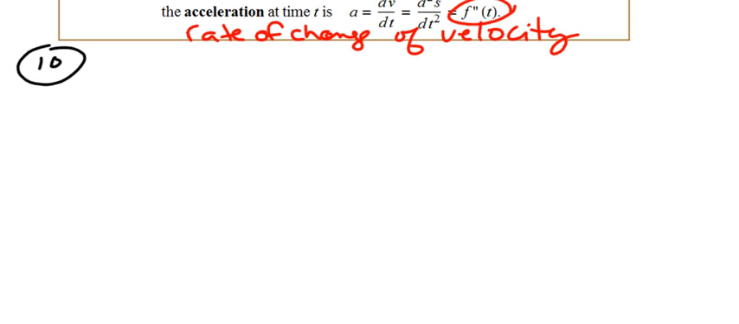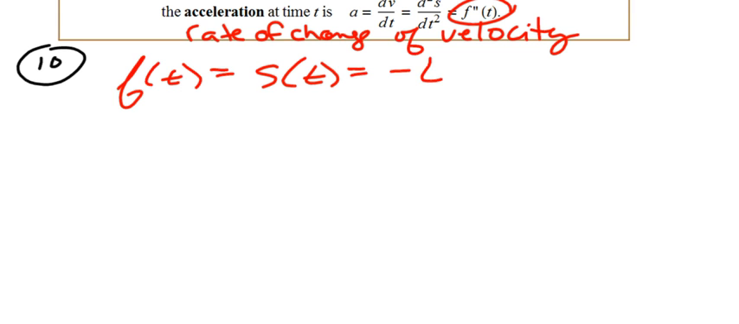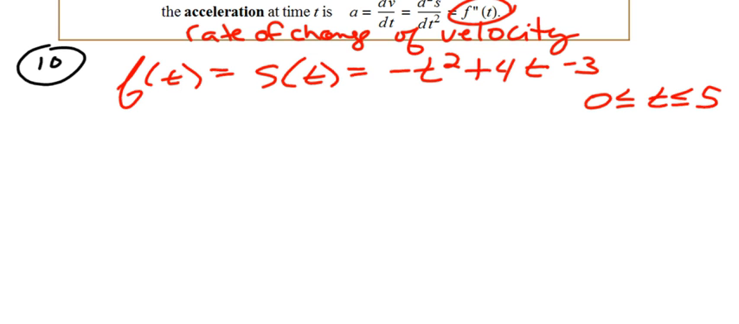So for problem number 10, it gives us this function and its position function. So I'm going to call it s of t as negative t squared plus 4t minus 3, on this interval of time from 0 to 5. So the first part of the book says, okay, graph. Let's graph this picture roughly.